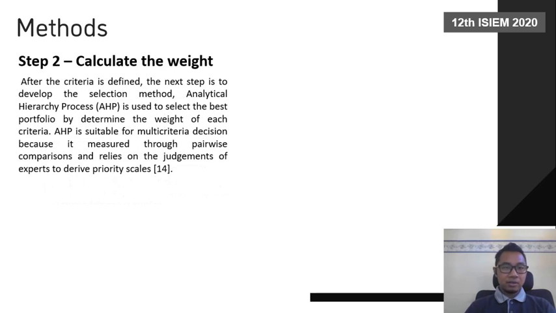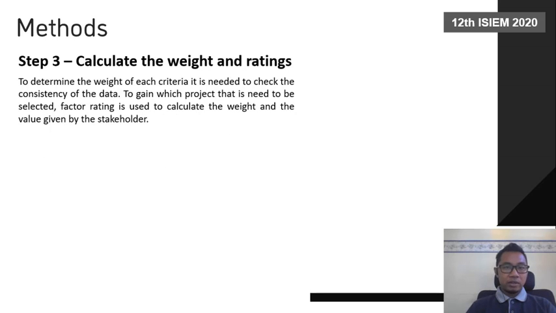Step 2. Calculate the weight. After the criteria are defined, the next step is to develop the selection method. Analytical hierarchy process is used to select the best portfolio by determining the weight of each criterion. AHP is suitable for multi-criteria decisions because it measures through pairwise comparison and relies on the judgment of experts to derive priority scales. Step 3. Calculate the weight and rating. To determine the weight of each criterion, it is needed to check the consistency of the data. To find which project needs to be selected, factor rating is used to calculate the weight and the value given by the stakeholders.